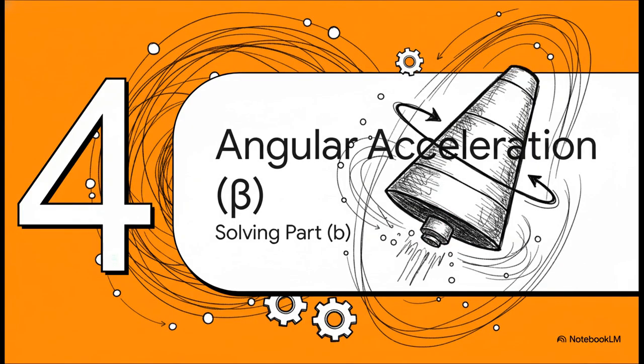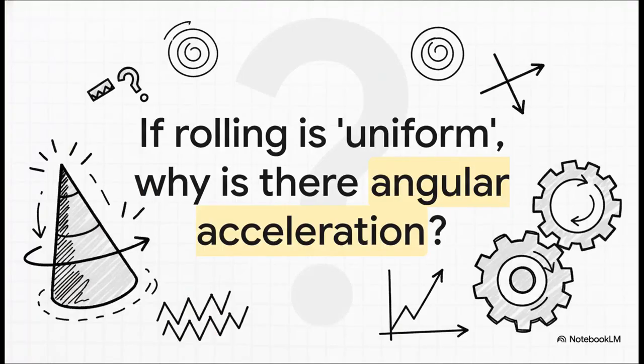Okay, part A is in the bag. Now let's move on to part B. And this is the one that really messes with people's heads. We need to find the angular acceleration, which we're calling beta. And this brings us right back to that paradox from the beginning.